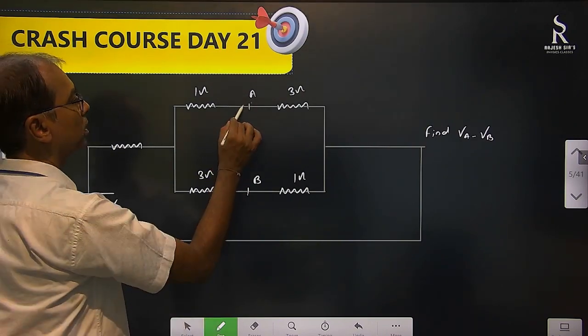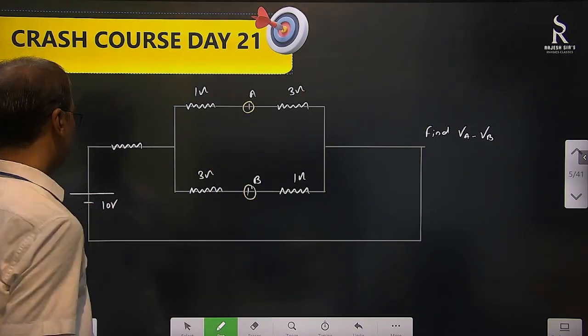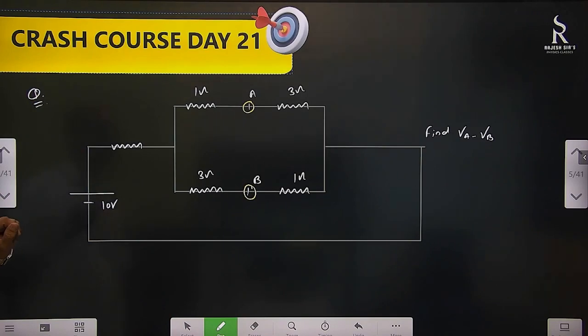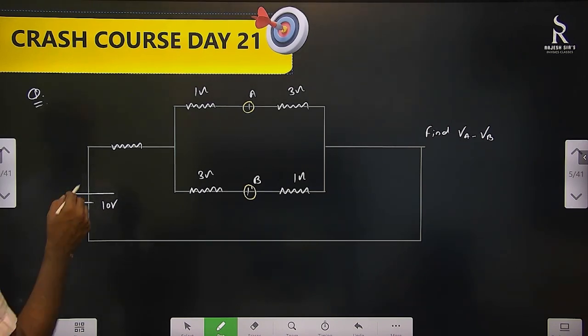A is this one and B is this one. And what you have, this is a battery. And this one I have not given you. Let me check what its value is. Just a minute. Just check that. Three ohm. That's also 3 ohm only. Okay, fine. We'll keep 3 ohm.